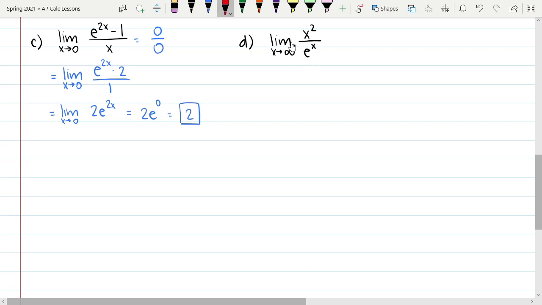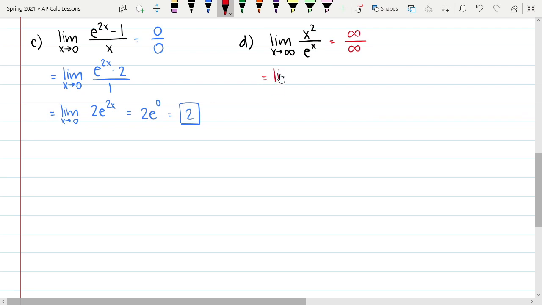All right, next example, we've got the limit as x approaches infinity of x squared over e to the x. So again, direct substitution, well, infinity squared is still going to be infinity. E to the infinity, remember exponential functions just continue to increase, so this is also going to be infinity. So this time I do get infinity over infinity, which as you saw just a little bit earlier, is considered another indeterminate form. So we can apply L'Hopital's rule here.